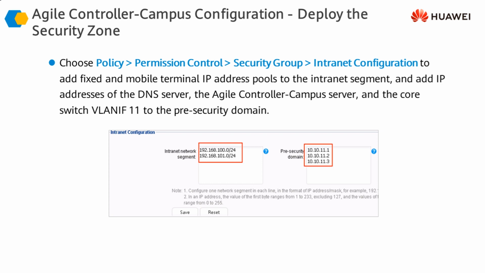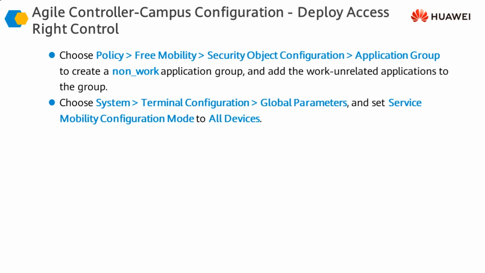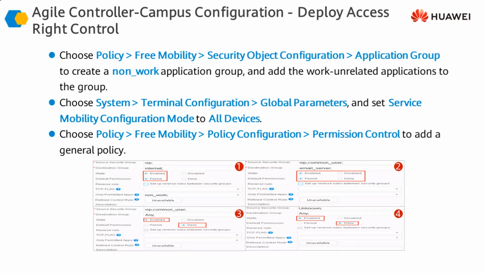Once this is done, then we move on to configure the access rights or the access permissions on the Agile controller. You can see that we configured the source security group and the destination security group, and we permit these two groups, VIP and the internet groups, to communicate with each other, which means that users who belong to the VIP group can exchange traffic with the internet group. In other words, they can send and receive traffic to and from the internet.